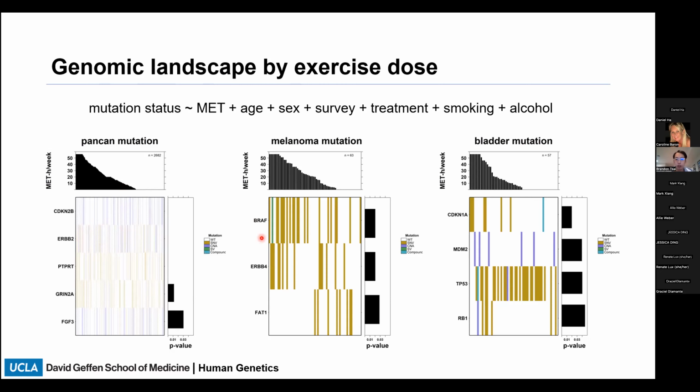And then looking at melanoma, again, we just see more mutations amongst higher exercisers in BRAF, and then more mutations among lower exercisers in like FAT1, for example. And these tend to be single nucleotide variations, et cetera, et cetera. I have these for every cancer type.